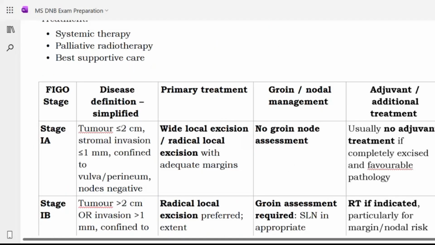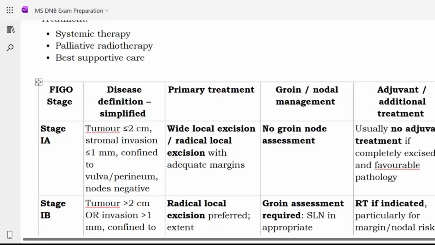Okay, so now we will discuss about the stage-wise management of the carcinoma of vulva. Okay, so this is the stage-wise FIGO stage. Okay, when you are dealing with stage 1A.